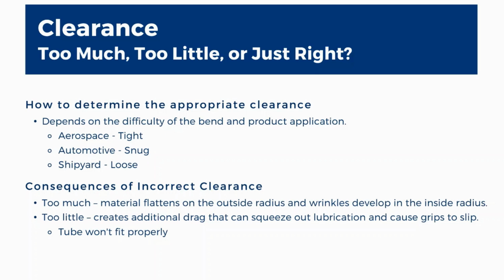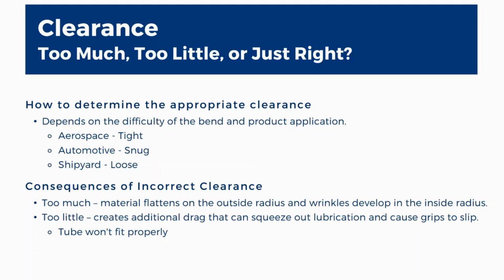There are 3 different clearance standards: aerospace, automotive, and shipyard. Aerospace is considered the tightest tolerance in the 3 to 7 thousandths range. Automotive provides a bit more clearance in the 10 to 15 thousandths range, and shipyard, which we usually see with heavy wall pipe and tube, has clearances typically in the range of 25 thousandths and up. Too much clearance allows for more flattening in the OSR and waves or wrinkles that can develop on the ISR.